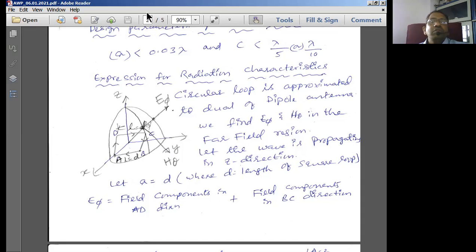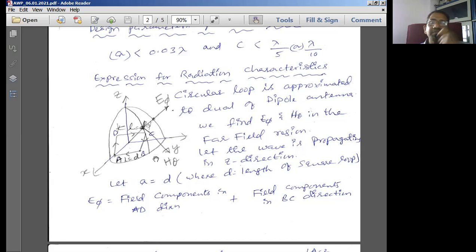Based on that, we can say that if the electric field is in the direction phi, then definitely the magnetic field will be in the direction of theta. So based on that, we can designate these two vector quantities.